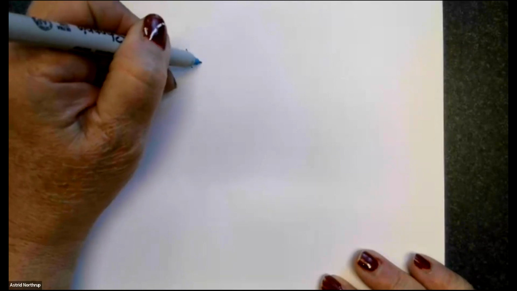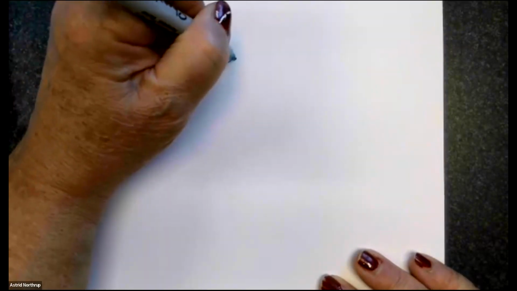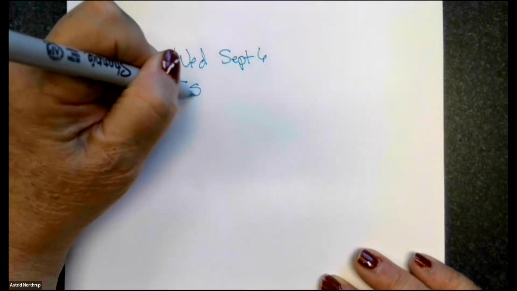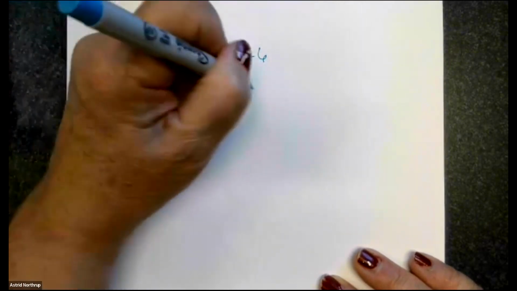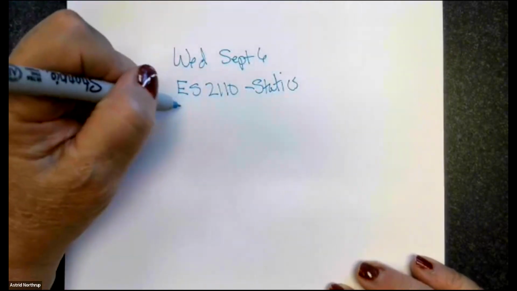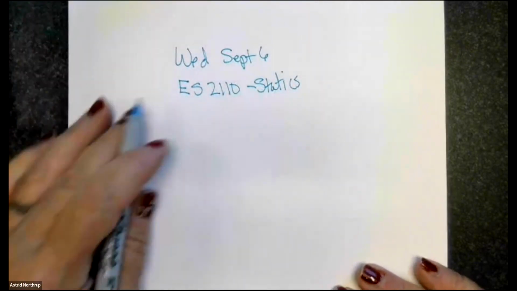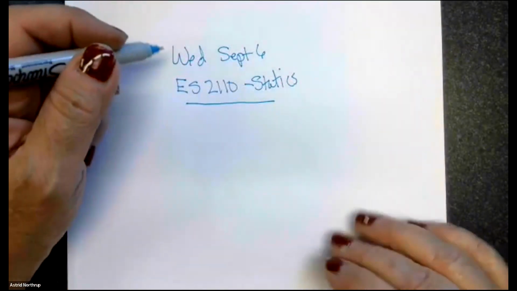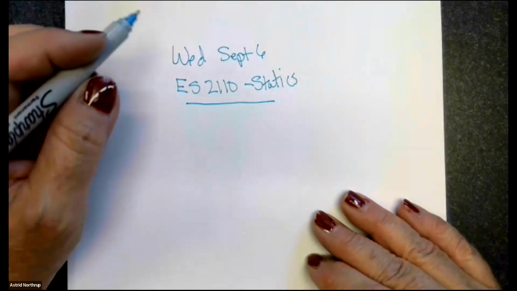All right. Hello, everybody. Today is Wednesday, September 6th, and we are here for ES 2110 statics. We are going to spend a little bit of time working through the material that we are covering and going through the schedule, making sure nobody has any questions.